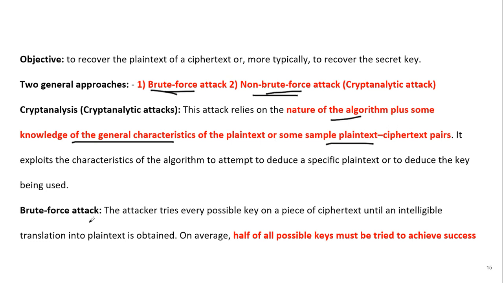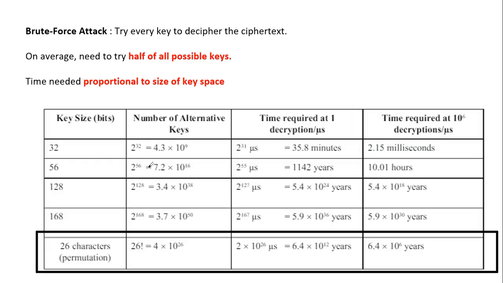Brute force attack. The attacker tries every possible key on a piece of ciphertext until an intelligible translation into plain text is obtained. On average, half of all possible keys must be tried to achieve success, but brute force attack is not always possible, so hackers take different approaches. Now see the example for the brute force attack. Try every key to decipher the ciphertext. On average, the hacker needs to try half of all possible keys to succeed. Time needed is proportional to the size of the key space.